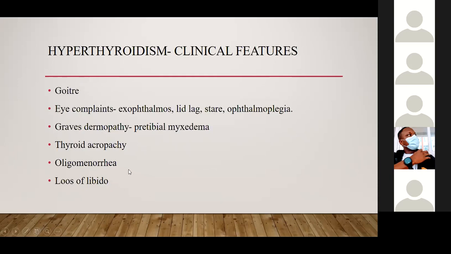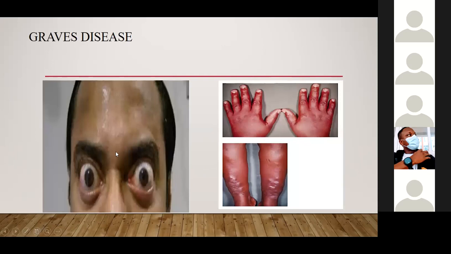Then they can have amenorrhea or oligomenorrhea. They can have loss of libido. So this is a picture of the proptosis. You can see how the eye is staring at you. This is thyroid acropathy where the hands are basically swollen. And then you can see this is the pretibial myxedema we talked about, where their shin becomes infiltrated and looks puffy as well.